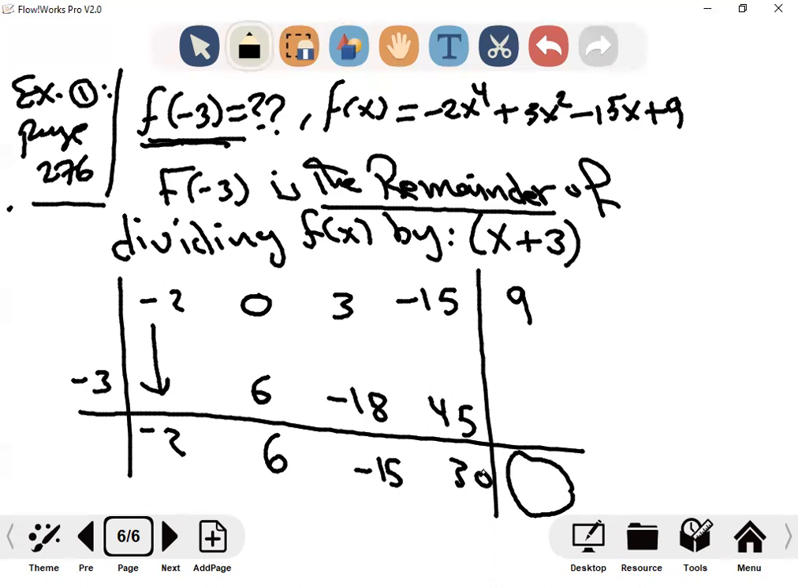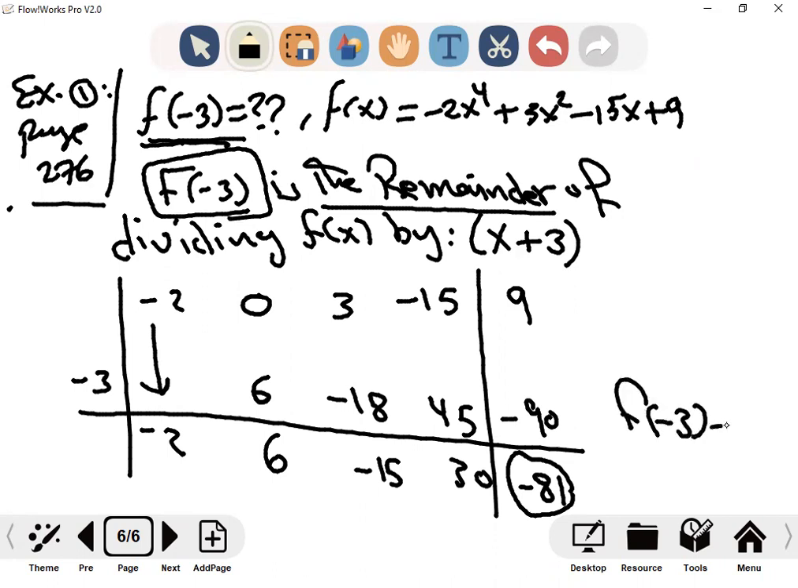-3 multiply 30, -90, sorry. -90 plus 9, -81. This is what? The remainder. So the remainder is -81, which is the same as what? Of f of -3. So f of -3 equals what? -81. Now, to check, how do we check our answer?